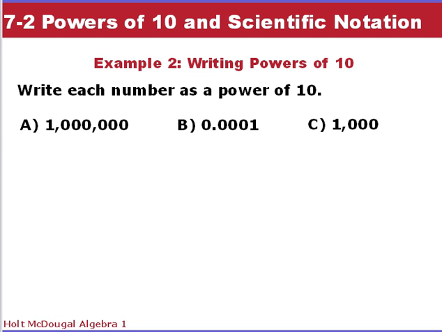Now we want to go the other direction, write as a power of 10. This is much larger than 10, so it's going to have a positive exponent. It would be 1, 2, 3, 4, 5, 6, 10 to the 6th. This is going to be 10 to a negative exponent, 1, 2, 3, 4, so 10 to the negative 4th. This is going to be a positive exponent because it's much larger than 10. And we have 1, 2, 3, so it would be 10 cubed.